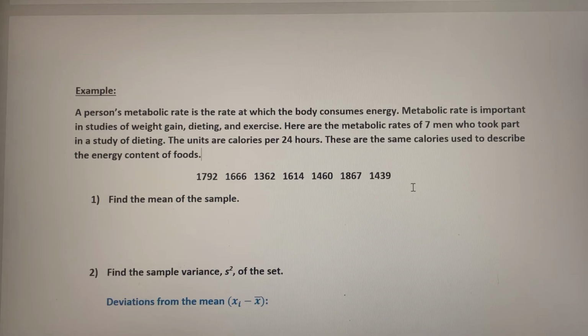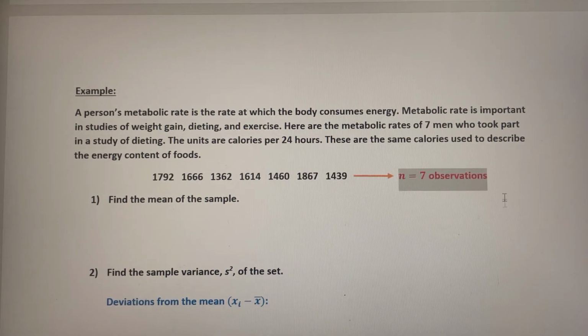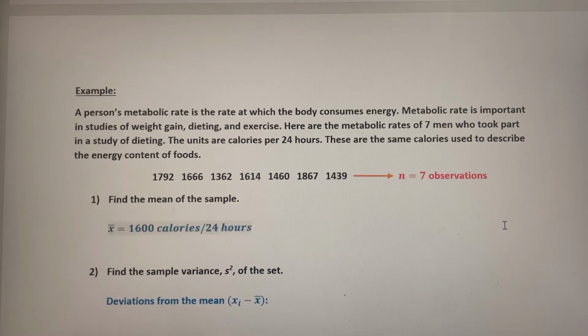So the first thing we want to do is find the mean of this data set. I'm not going to go through that calculation. You should know how to find the mean. We've got 7 observations, and the mean is going to be 1,600 calories per 24 hours. That's exact. Remember, X bar stands for mean. So if you were to average these 7 values, you get exactly 1,600 calories per 24 hours.